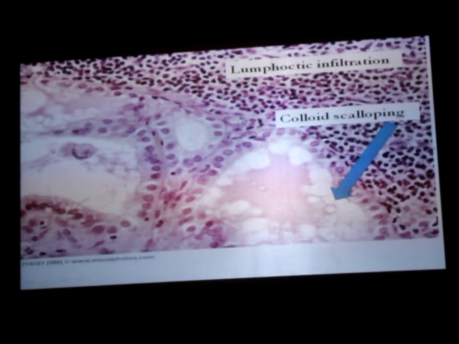Compared to the normal, here you will find scalloping. The colloid which is secreted here, you can see vacuolated or empty appearance. This is known as colloid scalloping. Since Graves' disease is an autoimmune disorder, you find lymphocytic infiltration also in this gland, like you see in Hashimoto's thyroiditis. Same way you can see infiltration by lymphocytes.